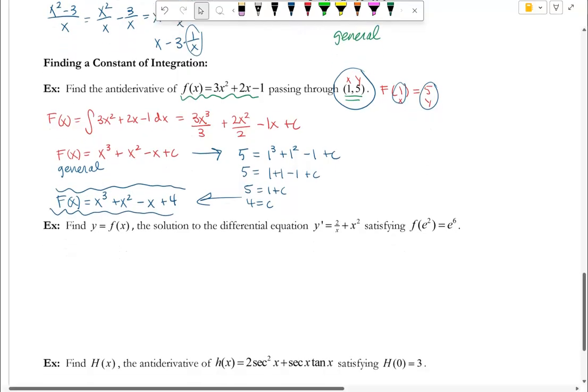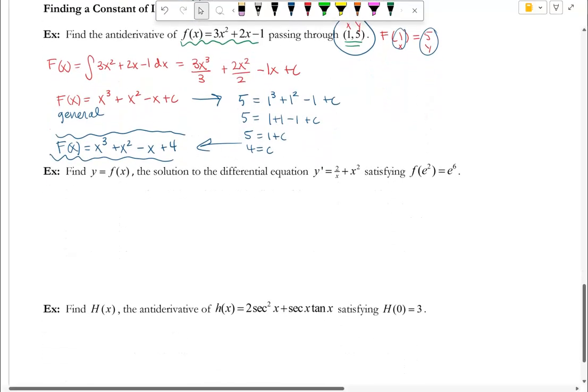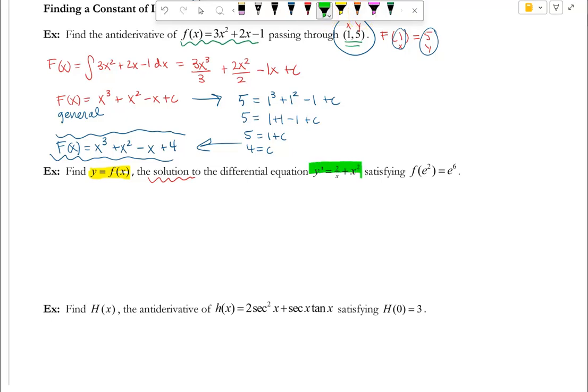The next example is worded differently, but it's asking us to do essentially the same thing. So we are asked to find y equals f of x. We are told that that is the solution to the differential equation y prime equals 2 over x plus x squared, satisfying f of e squared equals e to the power of 6.